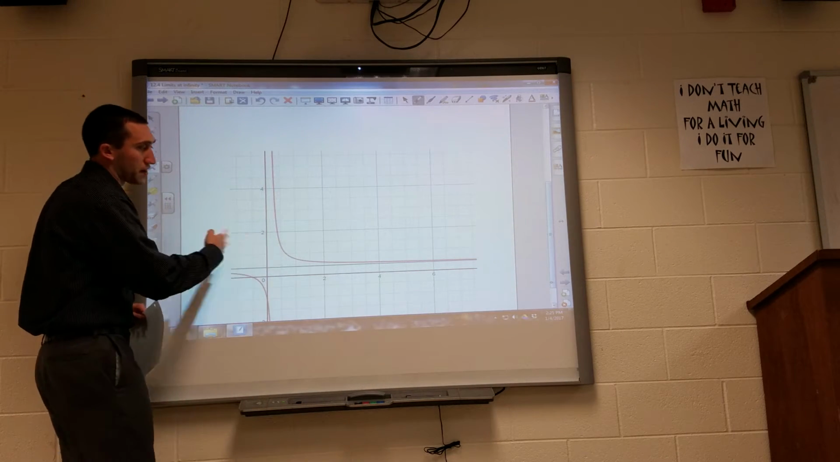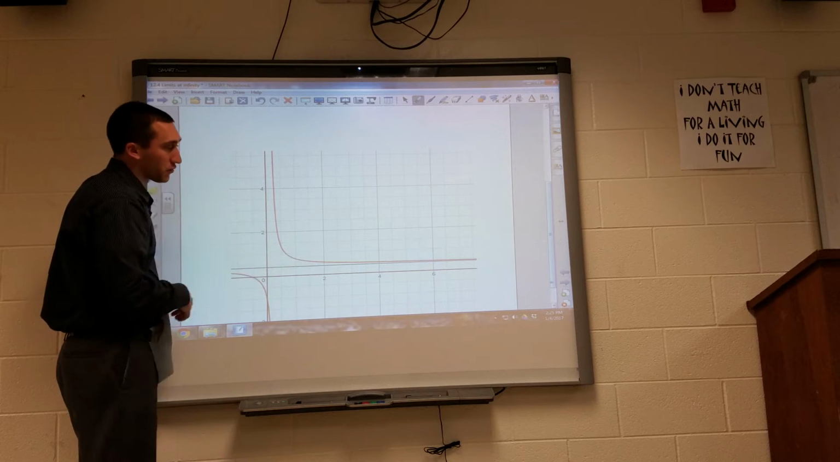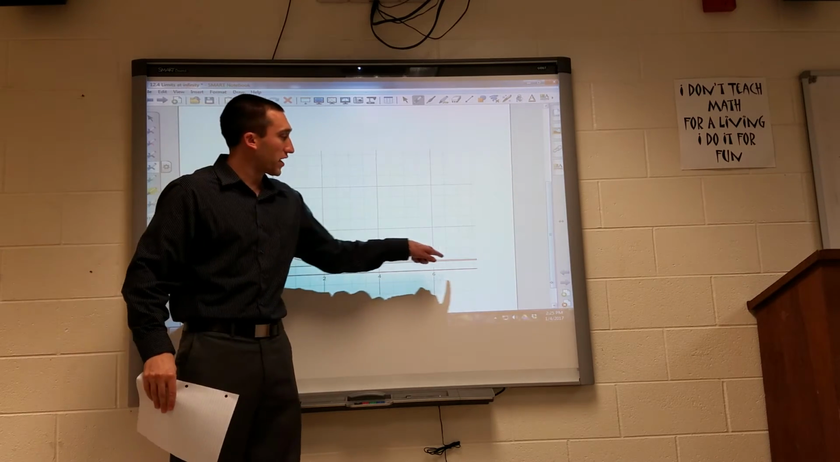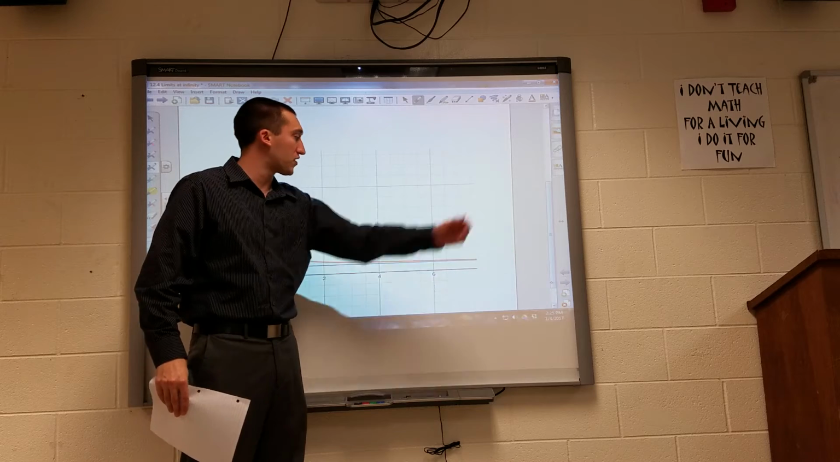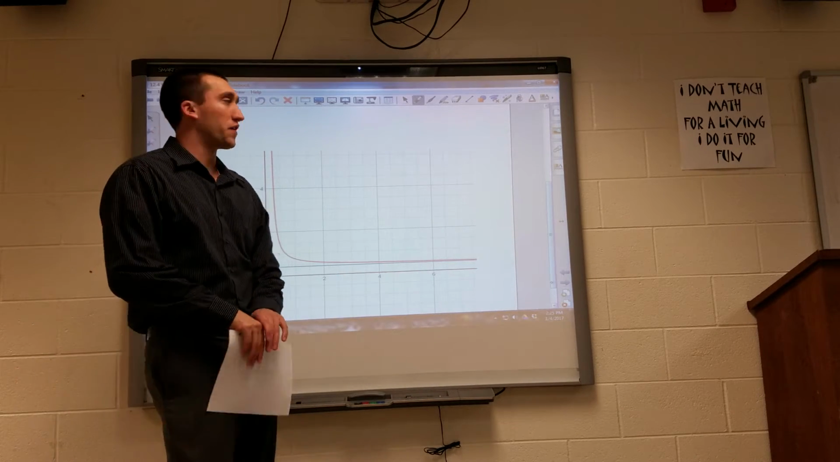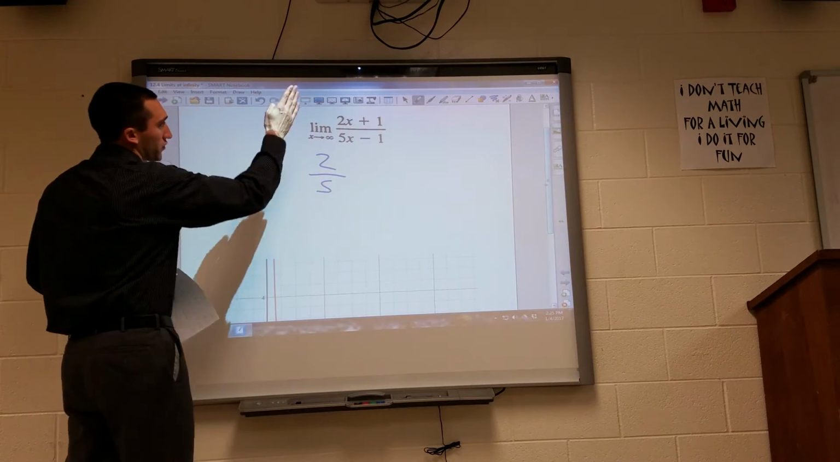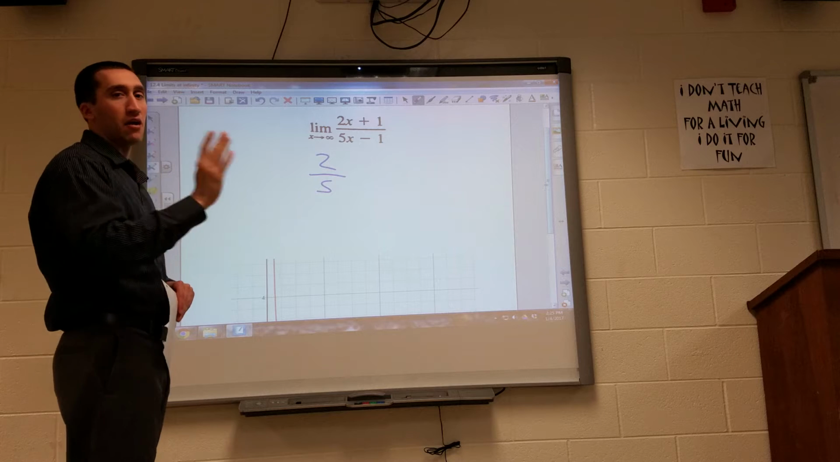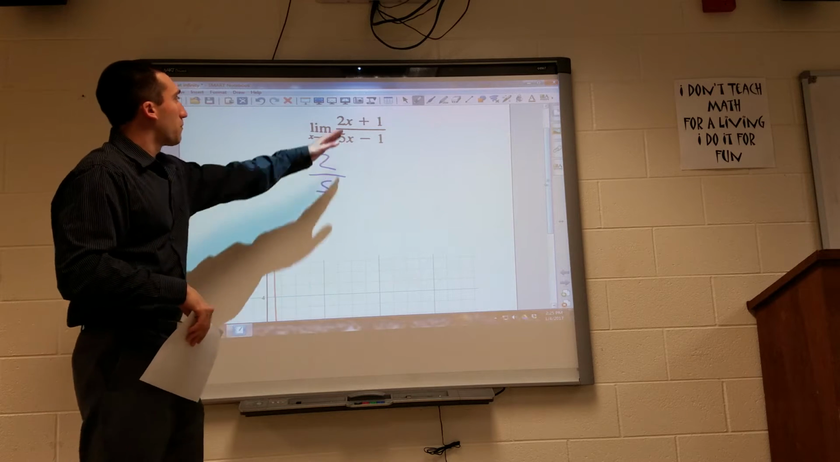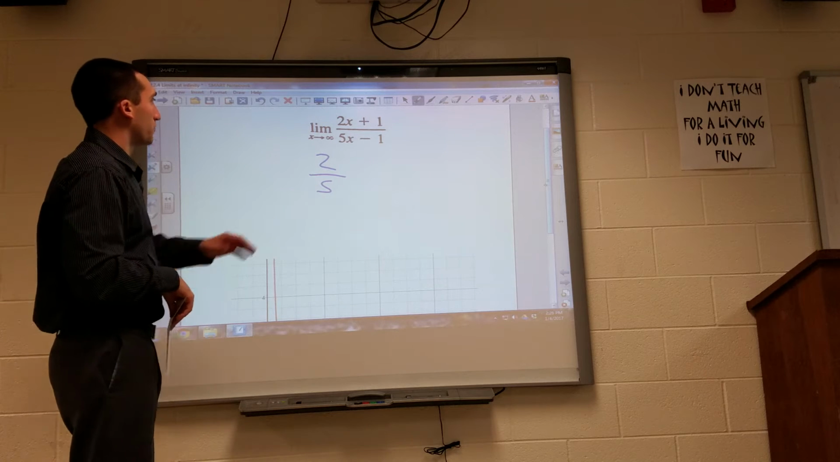You'll see in the graph here, I've already graphed it for you. This blue line here is the line y equals 2/5, and you'll see that as the function goes out towards positive infinity, it's going to approach the line y equals 2/5. So that shows that as long as our degrees are the same and we're going out to infinity, we're just looking at the coefficients of those two variables.